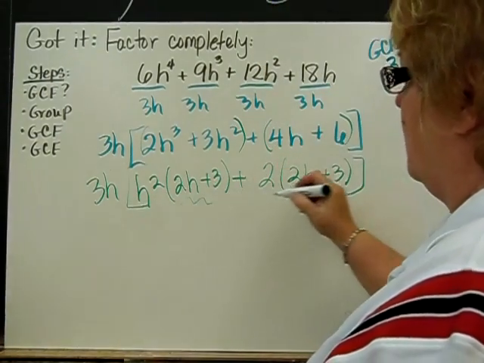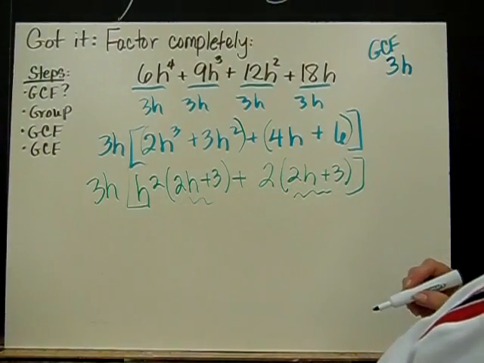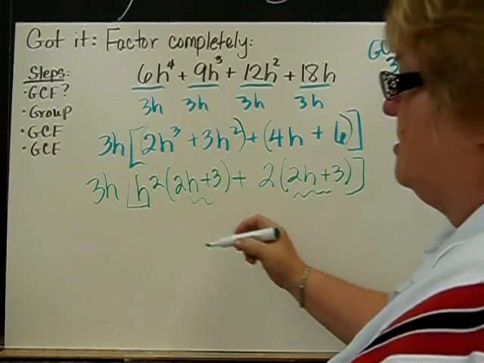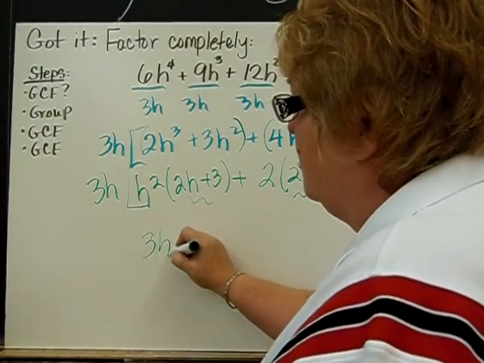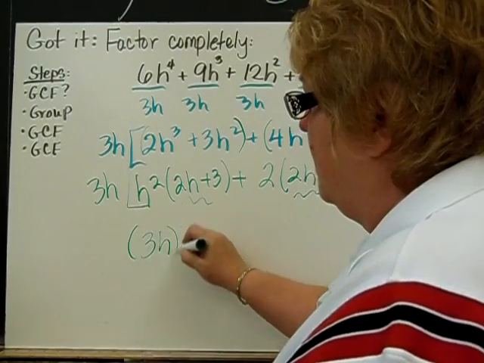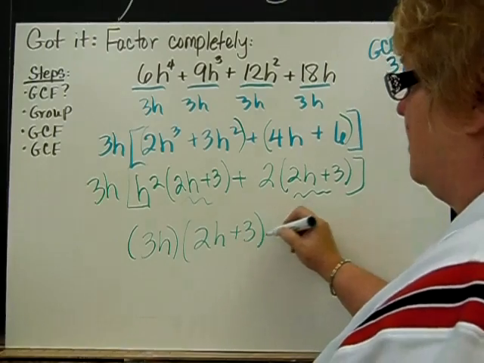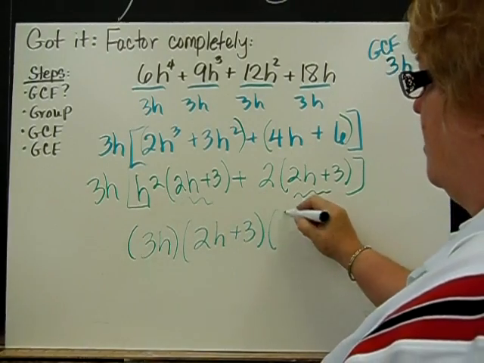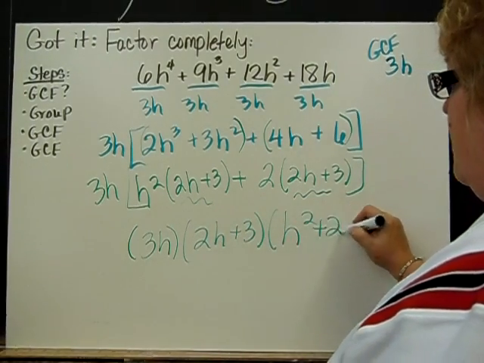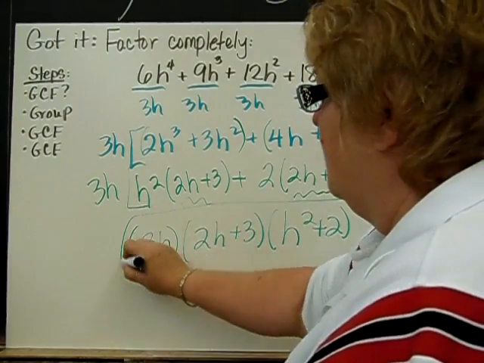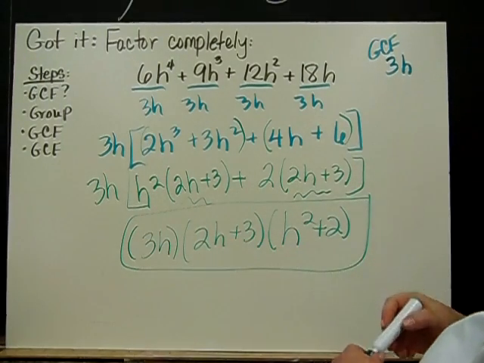And now we notice that what is in the parentheses is exactly the same in both of these expressions. So we have our 3h that we factored out at the very beginning, our 2h plus 3 in our parentheses, and then our h squared plus 2 that we had left over. And that would be our answer.